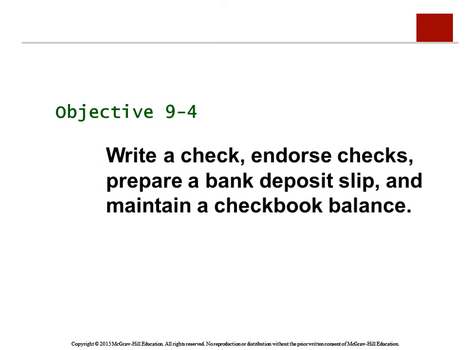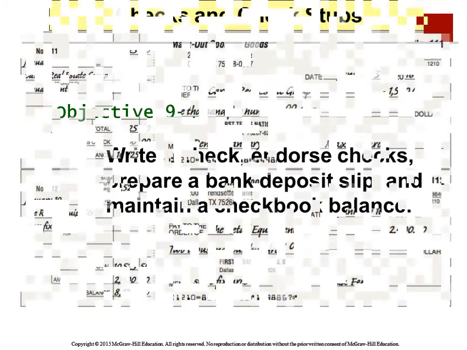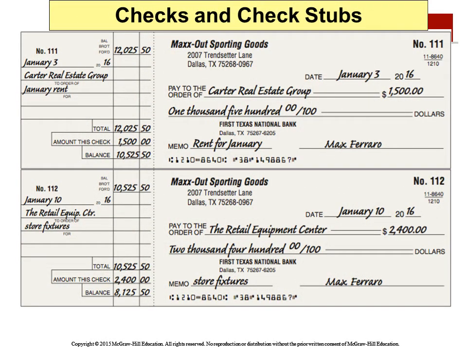So, the first thing we're going to talk about is writing a check, endorsing checks, making a deposit, preparing a deposit slip, and then of course maintaining a checkbook balance. This is what a check and a check stub looks like. I'm sure most of you have seen this, and the thing is, in our personal lives, we're almost moving away from checks. People aren't writing as many checks anymore.